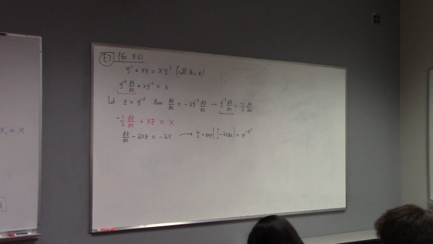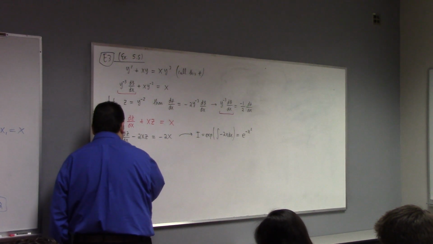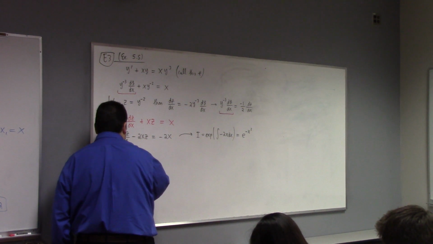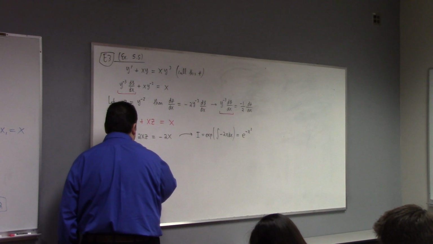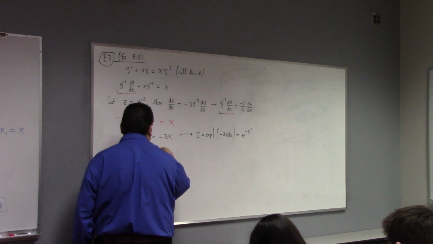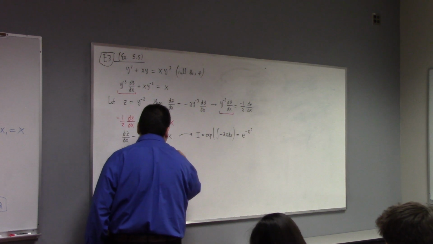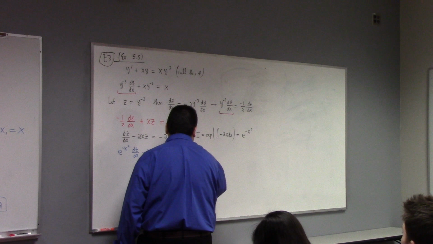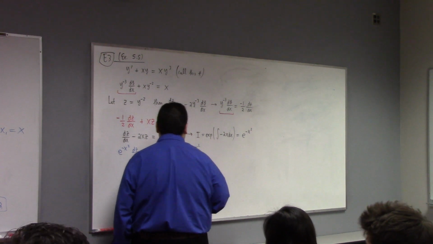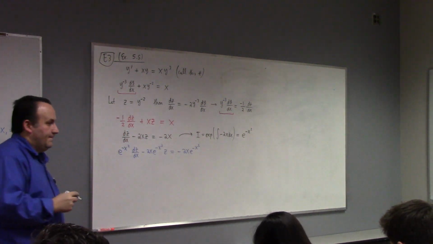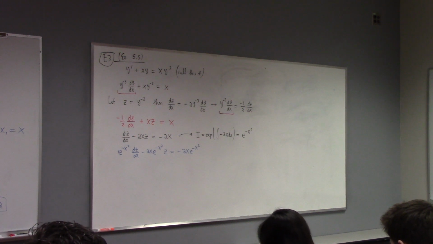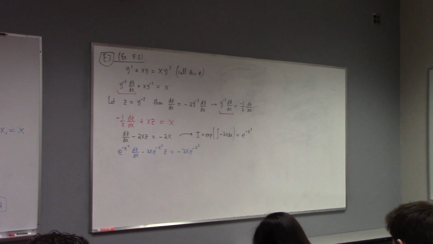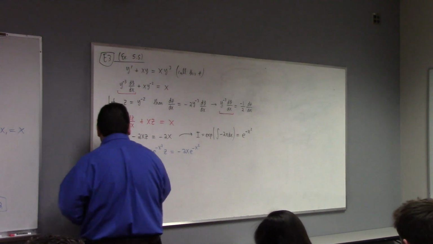We must multiply by the integrating factor and see where it takes us. So we have e to the minus x squared times dz dx minus 2x e to the minus x squared times z is equal to minus 2x e to the minus x squared. All right? Now what do we do? The step that has confounded many of you yesterday and will probably still confound you today: the reverse product rule, right?